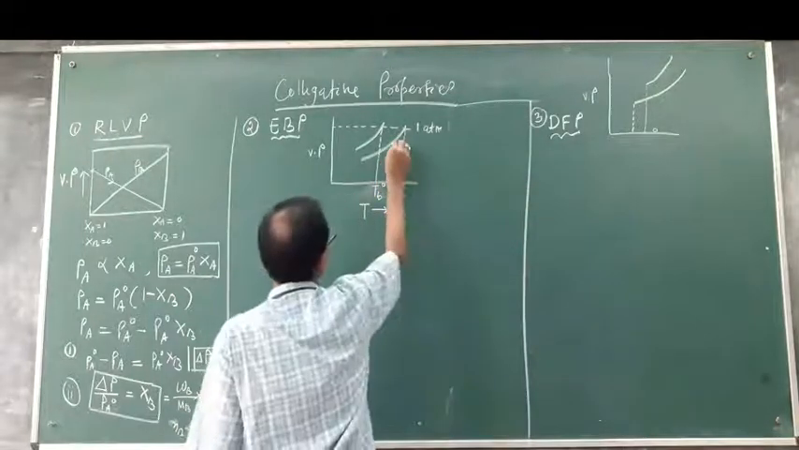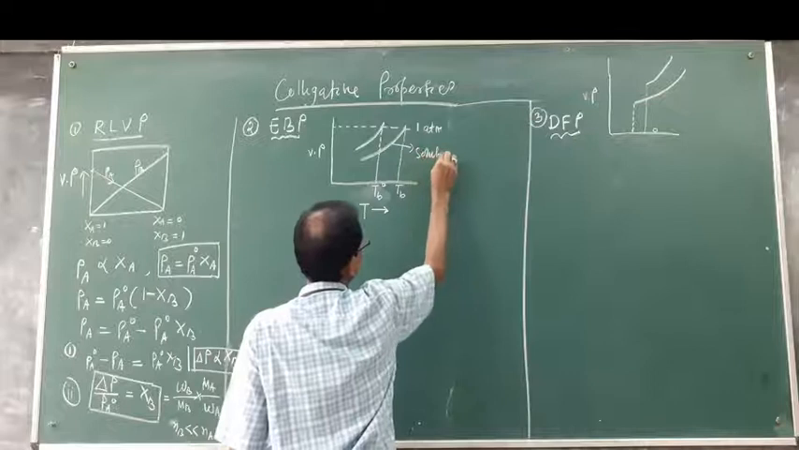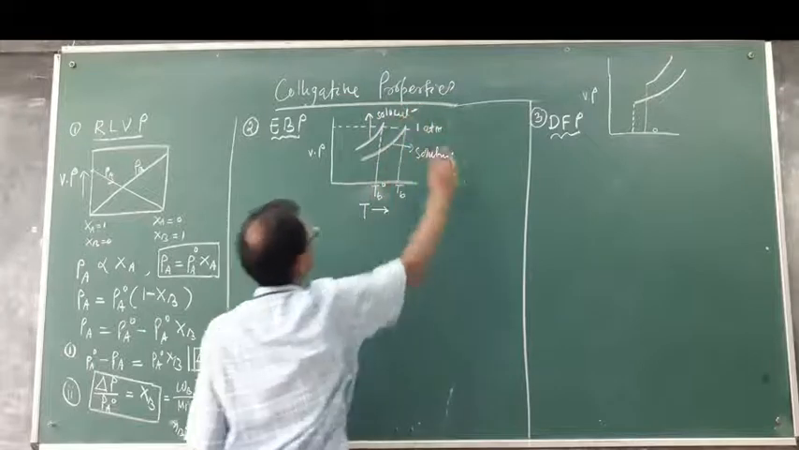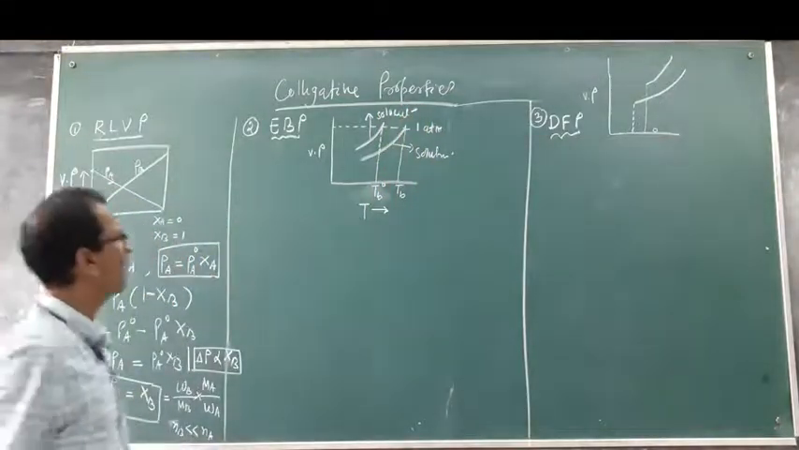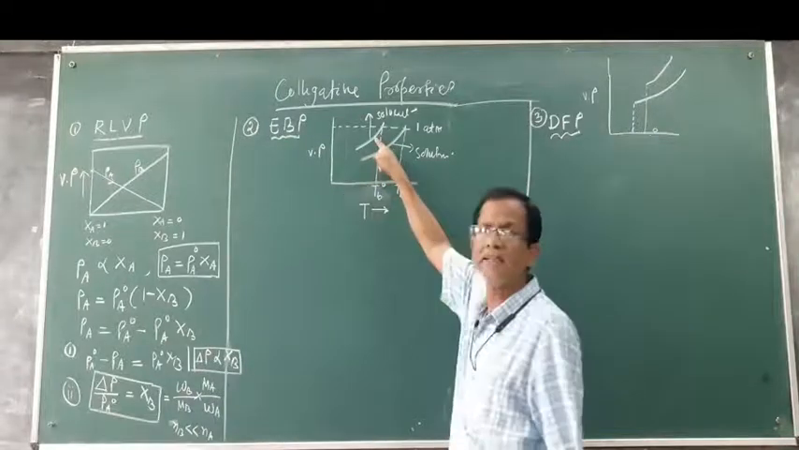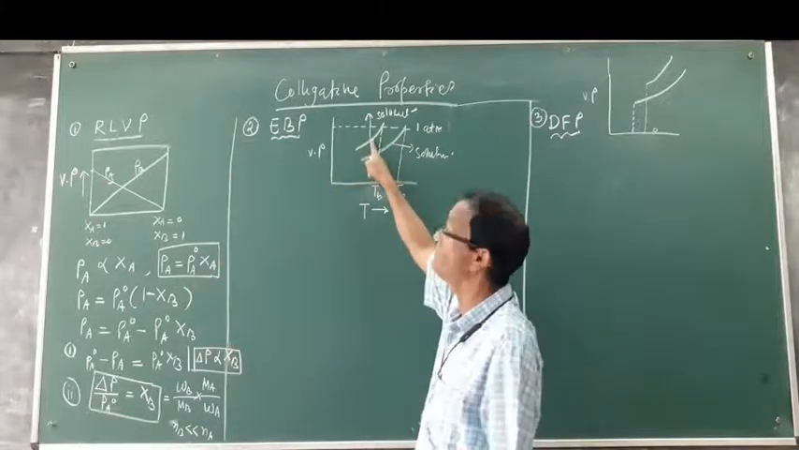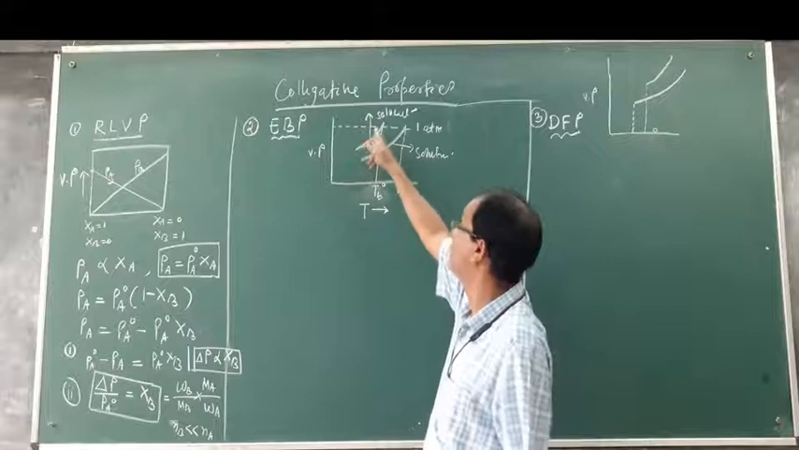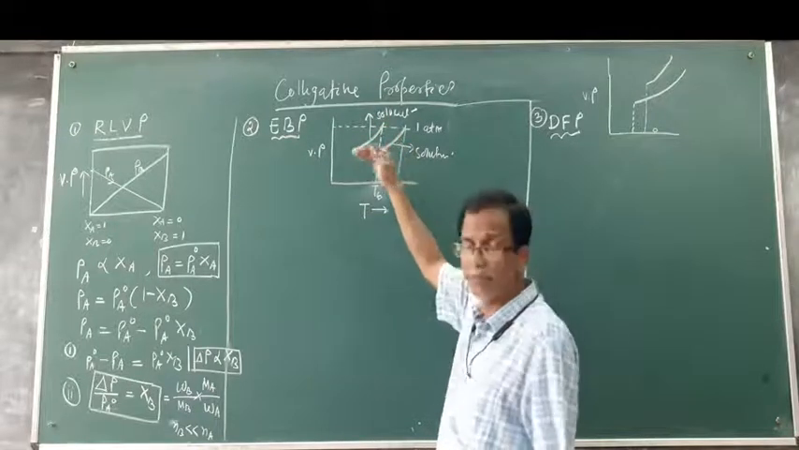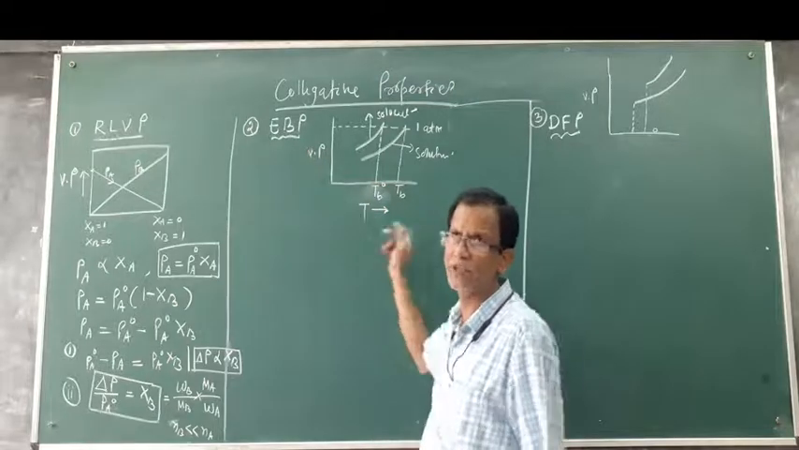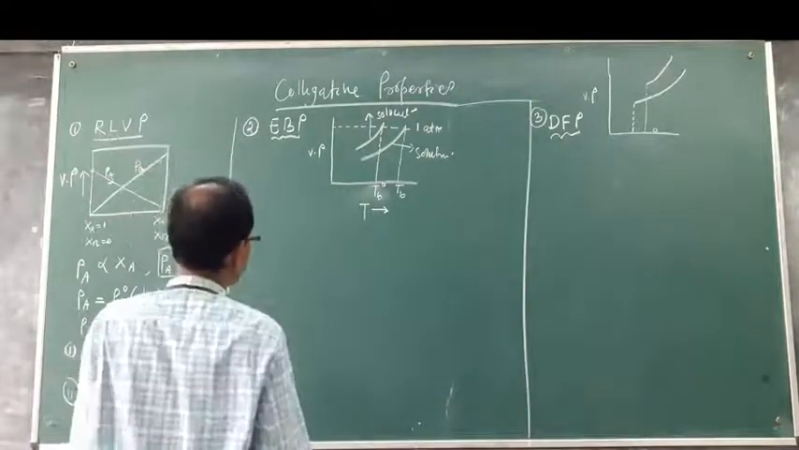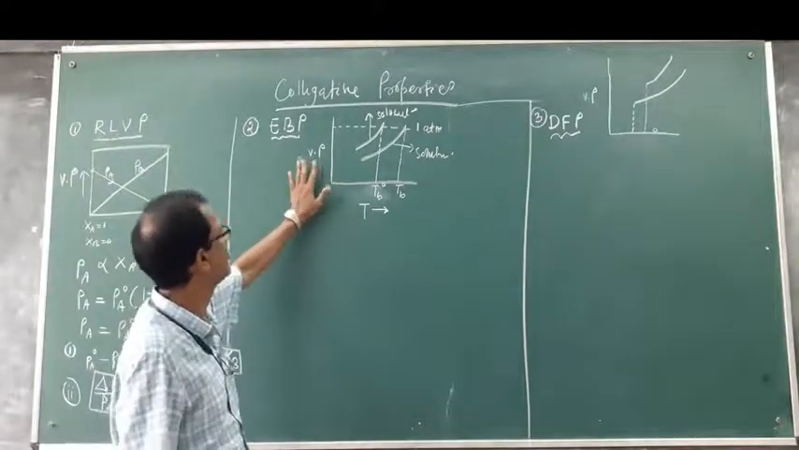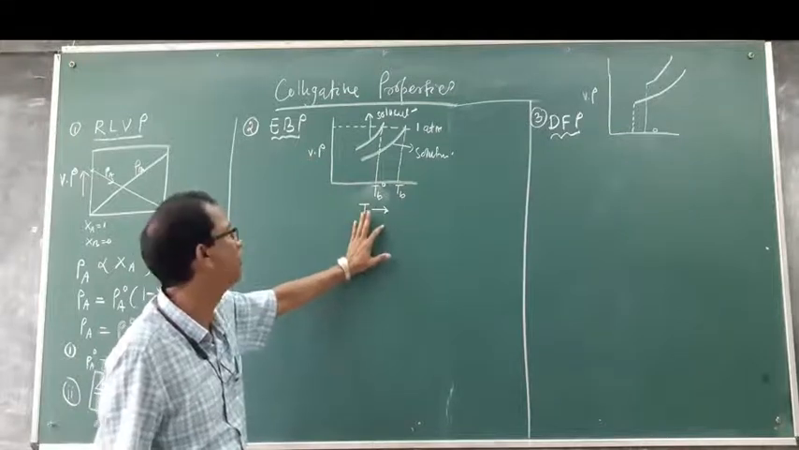This curve indicates the solution and this one indicates the solvent. Solvent always has a higher vapor pressure, as already discussed. Solvent has always higher vapor pressure than solution. In the graph, the solvent will remain above and the solution below if you plot vapor pressure versus temperature or vapor pressure versus mole fraction, anything. So here vapor pressure and temperature, that means boiling point.